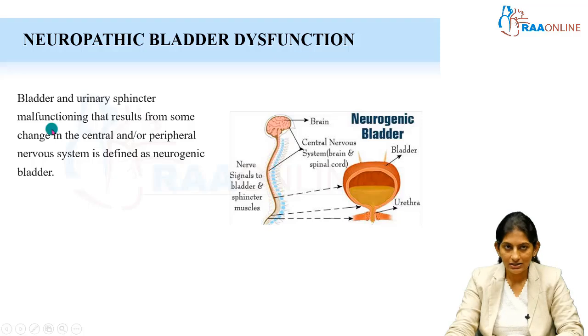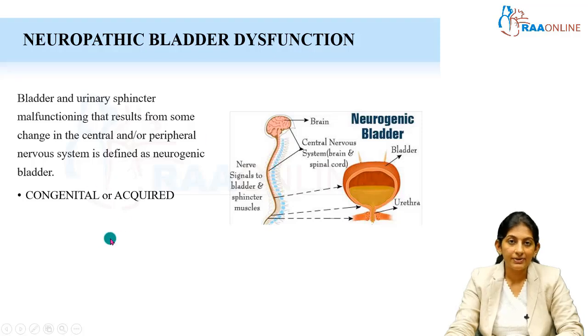So what causes this neuropathic bladder? A bladder and a urinary sphincter malfunctioning, resulting from a central or a peripheral nervous system cause, will cause this neurogenic bladder. So this can be congenital or this can be acquired. Example, after an injury, after a tumor. So it can be both congenital or acquired.